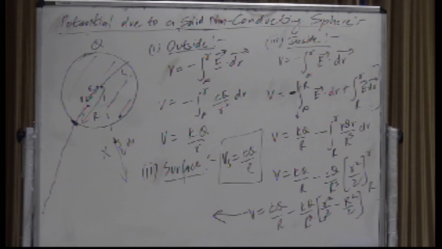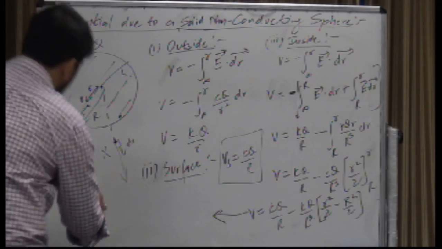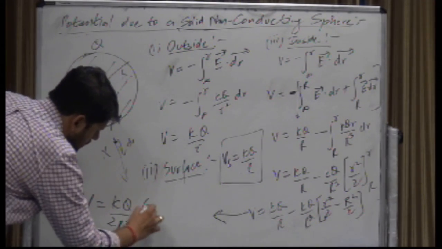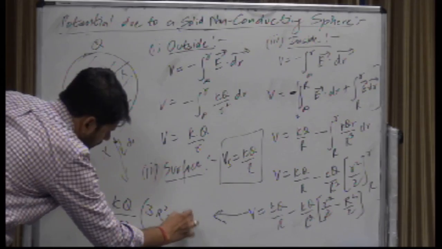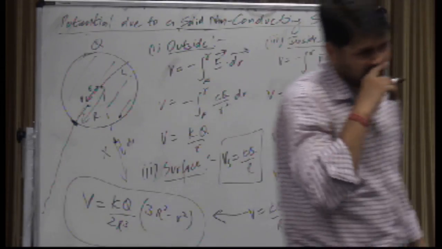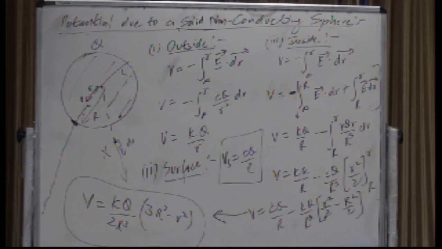No, it's a mistake. R square. R square plus it should be, actually you are taking 2 common. It should be 2. The result would be kq upon 2 r cube into 3 R square minus small r square. Okay.